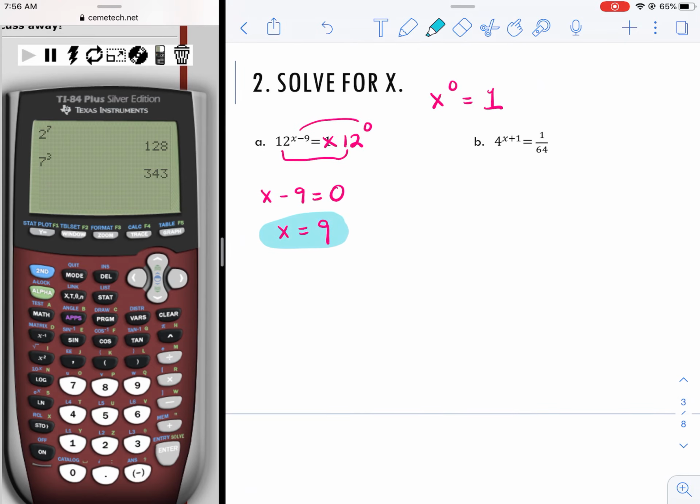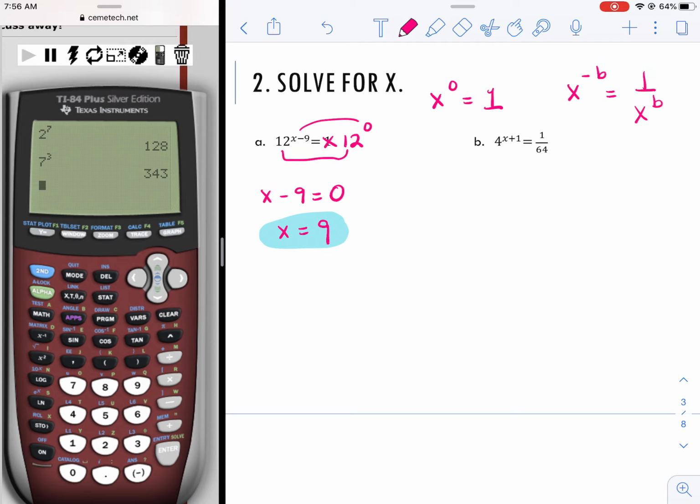Okay, in the next problem, we're going to use the negative exponent property. We know that if we have x to the negative b power, we can write that as 1 over x to the positive b. We learned to drop it like it's hot.